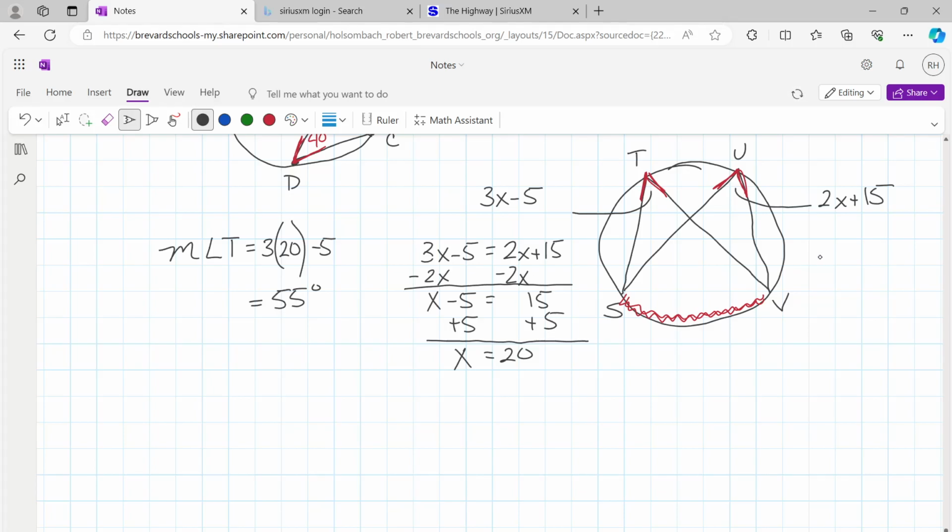If you want to double check your math, you just substitute it. Substitute that 20 into the other equation as well. So if we take 2 times 20 and add 15, we get 40 plus 15 is 55. So we've got two of the same angle when we substitute the value of x, so our math is correct. Any questions?